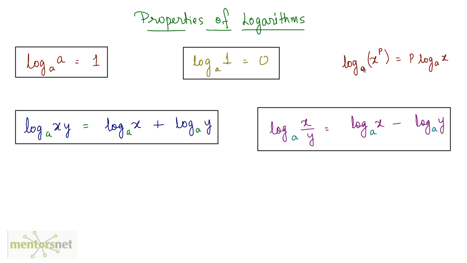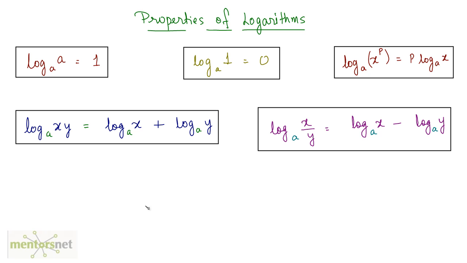Now if you have to calculate the log of x raised to p, it is equivalent to p times log of x, right? So to remember this, if there's an exponent, it becomes multiplication, right? So this p comes down to the left of this log.